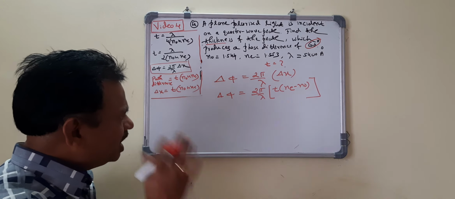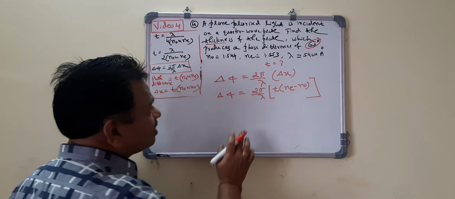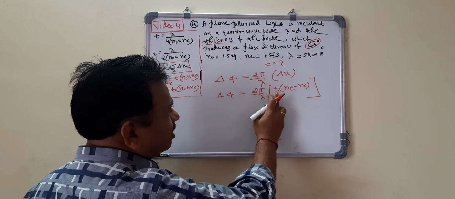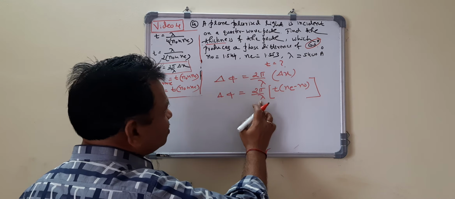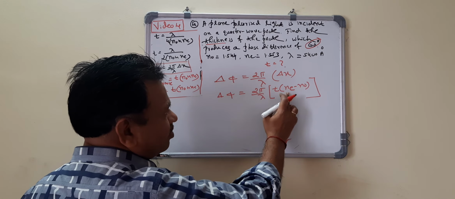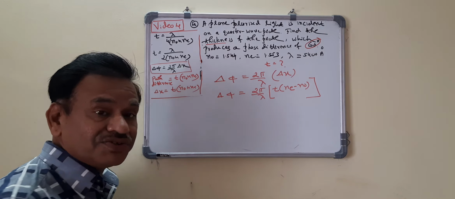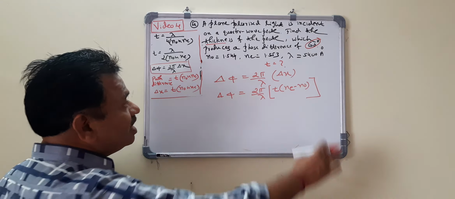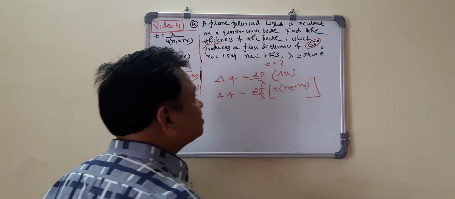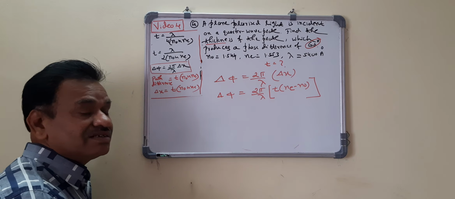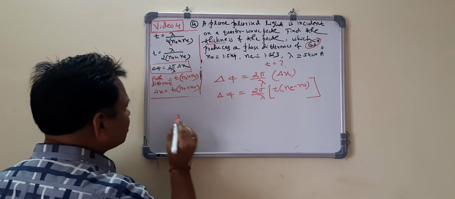Okay. Now the question arises in your mind: how is T to be calculated? Lambda is known here, NE is known, NO is known. But how to calculate delta phi? Here it says the phase difference is 60 degrees. What does 60 degrees mean? I will tell you.